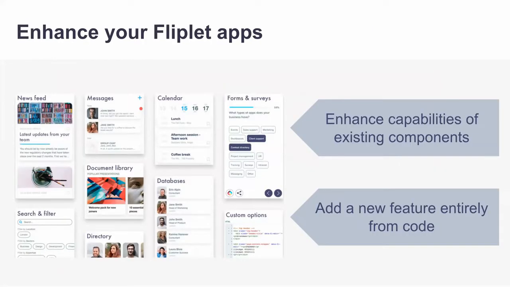And as we mentioned, the purpose of the code library is really for you to enhance your Fliplet apps. There's two main ways that you can use it. One of them is to put it on top of and extend your existing components and features. And another thing that you can do is actually create custom features completely from code.